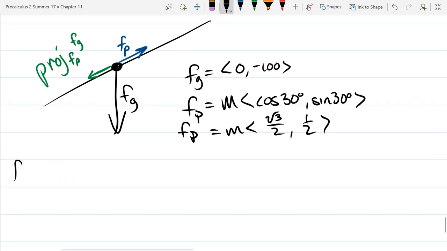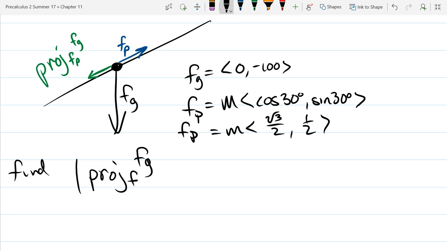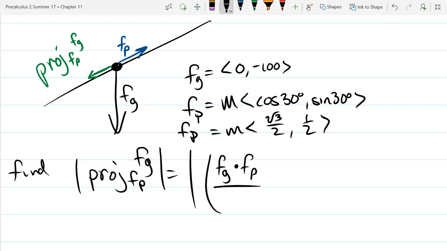And I want to find the magnitude of the projection of Fg onto Fp. Now, this is the projection of one vector onto another: Fg dot Fp over the magnitude of Fp squared, times the vector Fp.